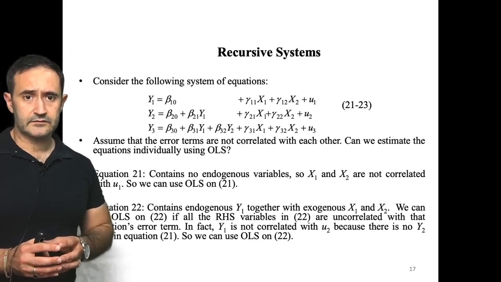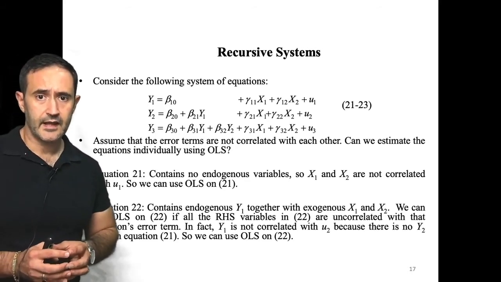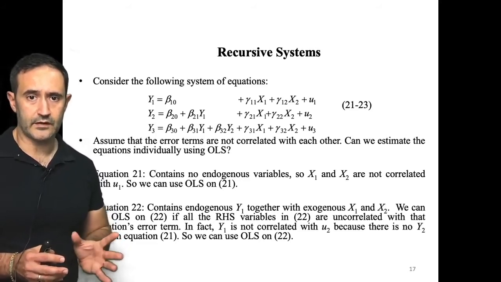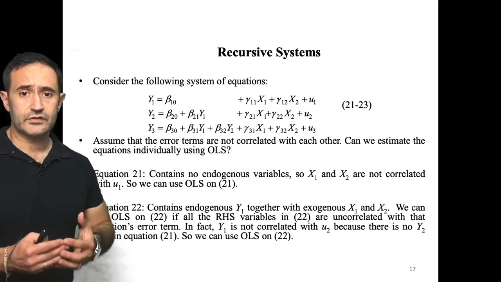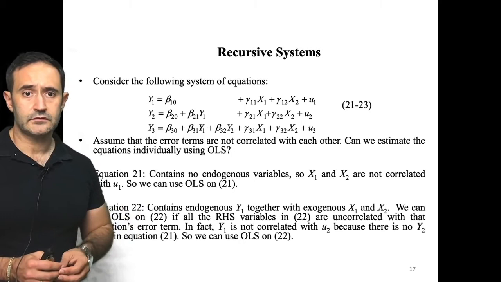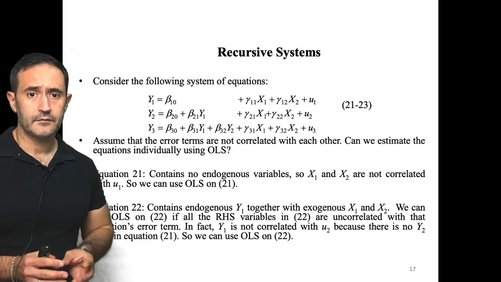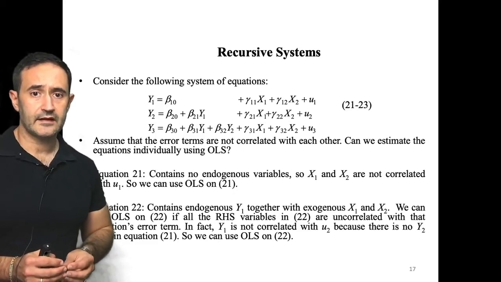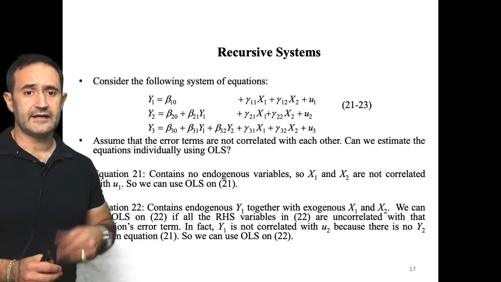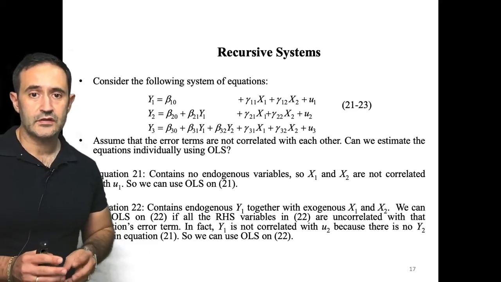In equation 21, what we have is that y1 is equal to beta 10 plus x1 plus x2 plus some error that we call u1. In equation number 22, we have that y2 is equal to beta 20 plus beta 21 y1 plus gamma 21 x1 plus gamma 22 x2 plus u2. In the last one we incorporate them all, so y3 basically depends on y1, y2, x1 and x2.